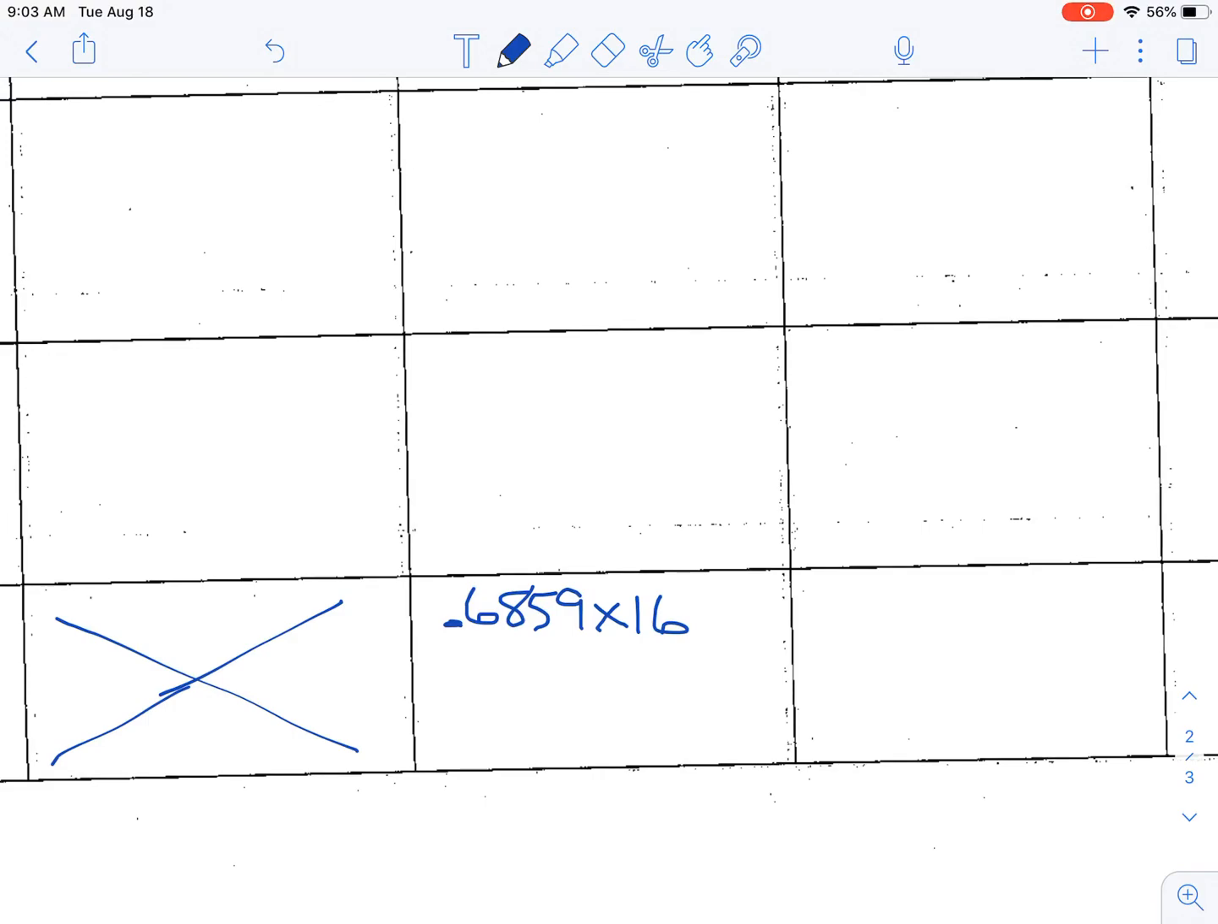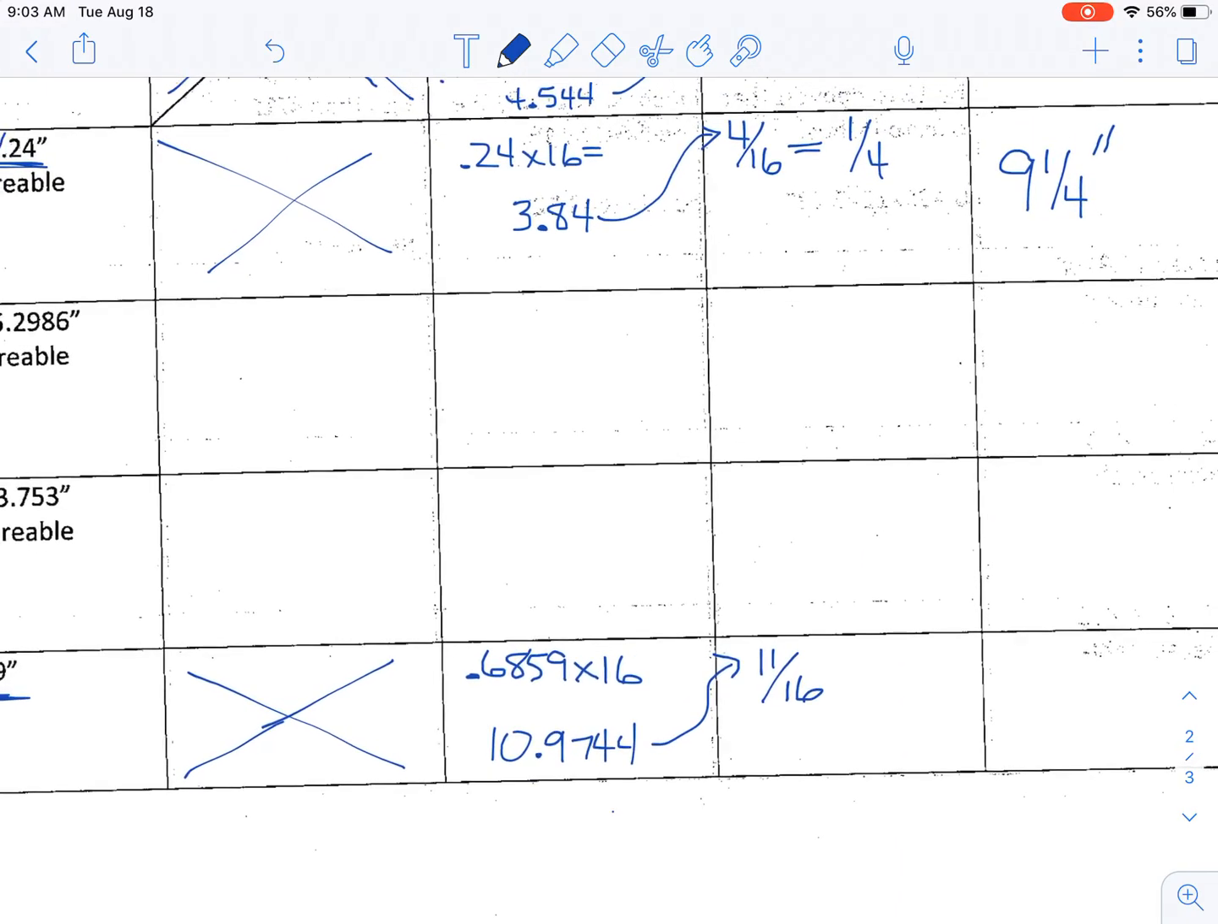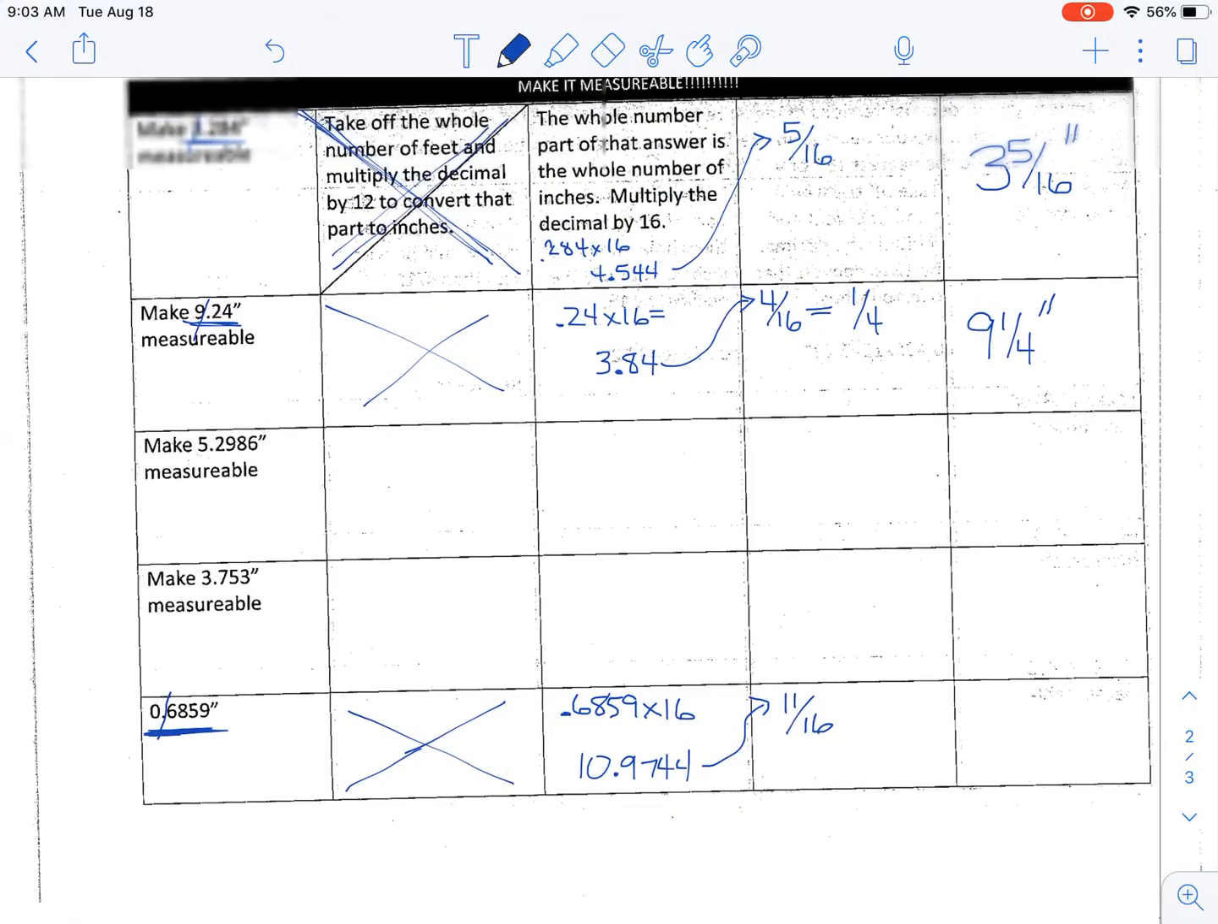That is 10.9744, which would round to 11, right? And it would be 11/16. Could we reduce 11/16? No, so it would stay 11/16.